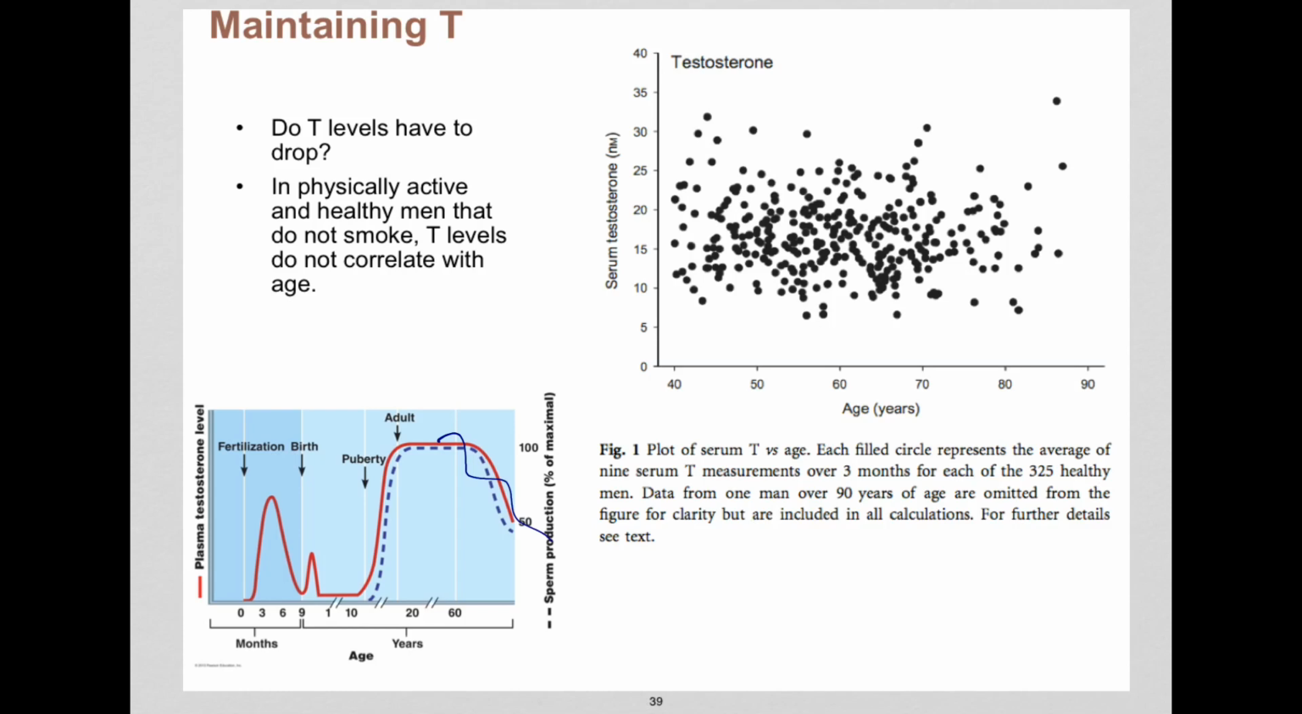testosterone levels. And anyway, what a research group from Australia showed is that if you sample men who meet a certain criteria, being they maintain a healthy body weight, they get plenty of sleep, they don't smoke, they don't binge drink, and generally take care of their health, testosterone levels are really flat. They don't have to decline.